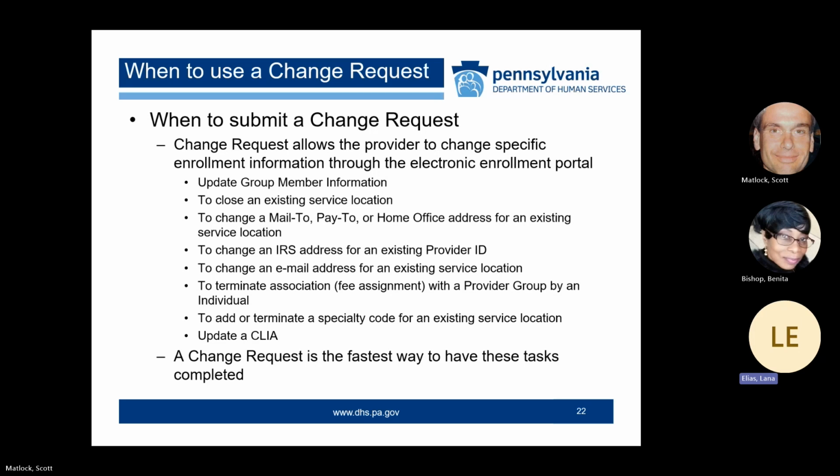They can make a change on an IRS address for an existing provider ID. They can also make a change to an email address for an existing service location. Terminate association or fee assignment with a provider group by an individual. They can add or terminate a specialty code for an existing service location or update a CLIA if needed. A change request is going to be the fastest way to be able to make changes for these particular tasks.